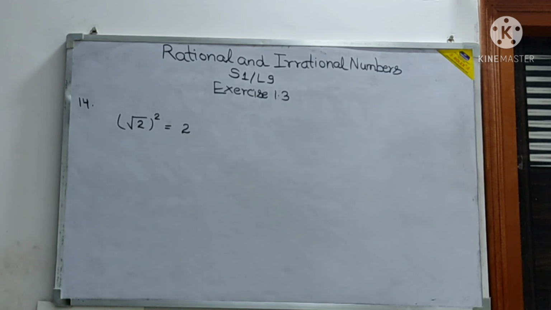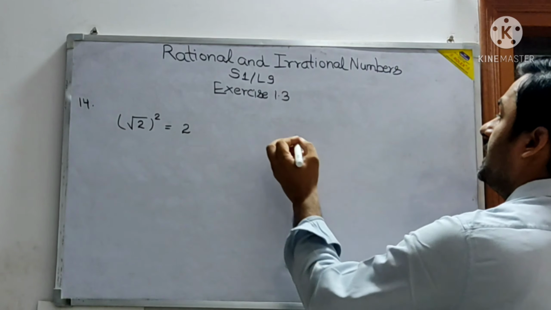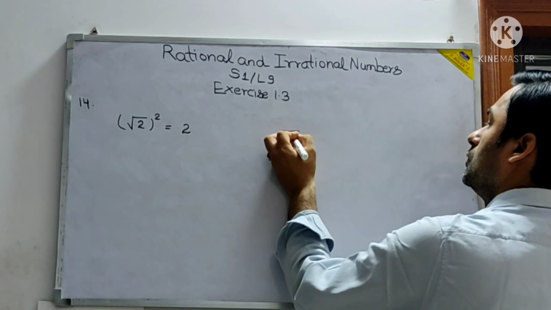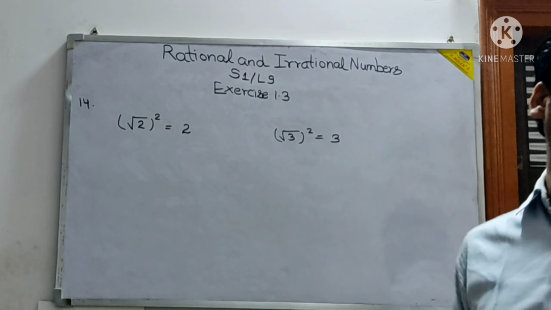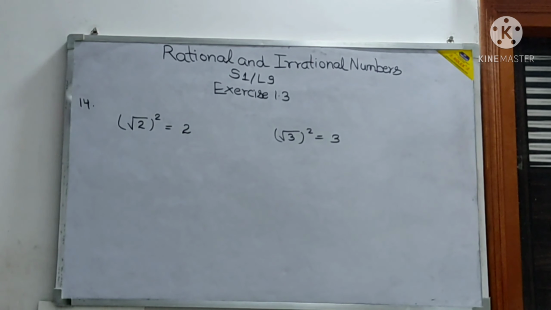What does the question say? Question 14 says insert a rational number. So root 3, root 3 squared is 3. So the question is regarding inserting a rational number. See, till the 13th they are saying irrationals only. But the 14th question is inserting a rational number.